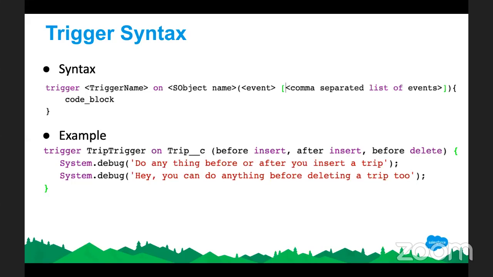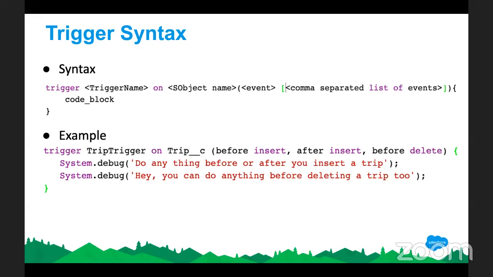Now the trigger syntax. A trigger will be attached to every object. So if there is a trip, there can be a trigger for trip. If there is a vehicle, you can have a trigger for the vehicle. So trigger is a keyword. Trigger name is any name we give to the trigger. That basically follows the syntax of class name or method name. Then on the SObject name, on which SObject we are developing the trigger.